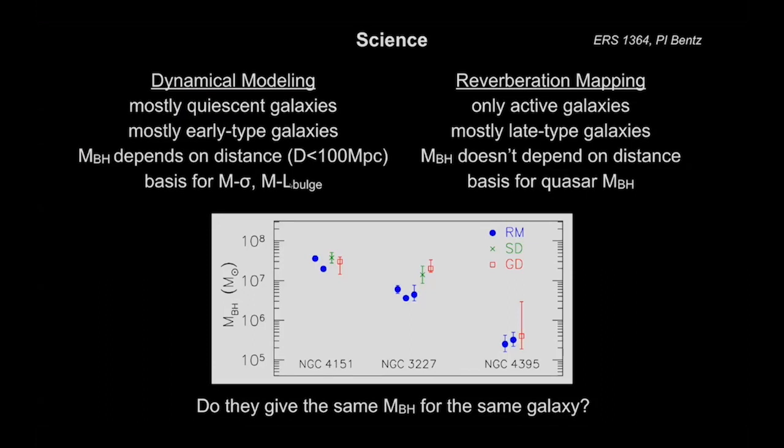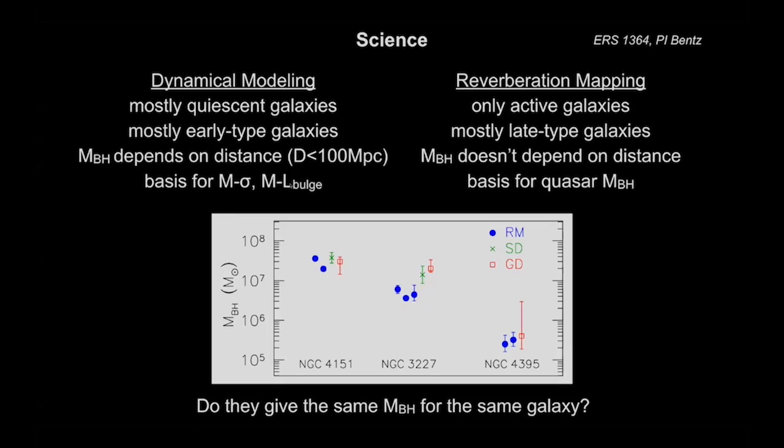But in the case of dynamical modeling, the black hole mass that you derive depends linearly on the distance that you assume to the galaxy, because you have to convert the angular scales that you see on the sky into physical scales. Not only that, you're really reliant on the spatial resolution that you can achieve with your instruments in order to map out the kinematics spatially as a function of position in the galaxy nucleus. That means that these techniques are really not applicable beyond a distance of about 100 megaparsecs, because you just can't achieve the spatial resolution that's necessary.